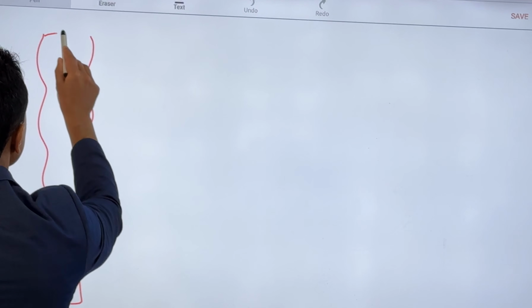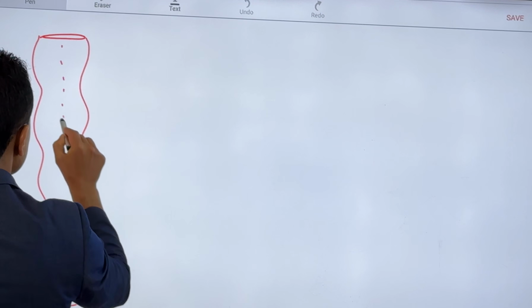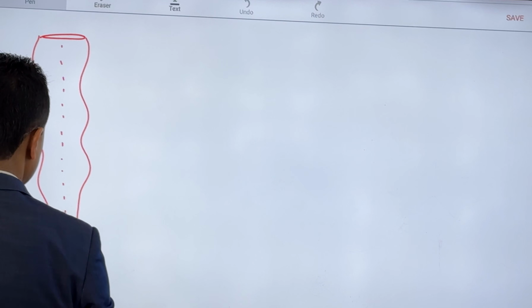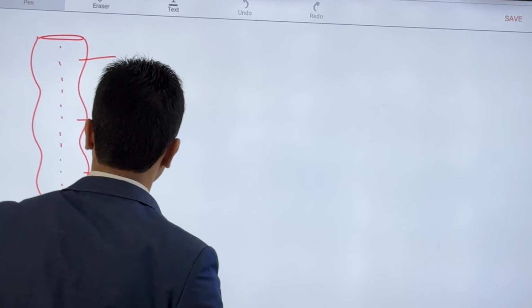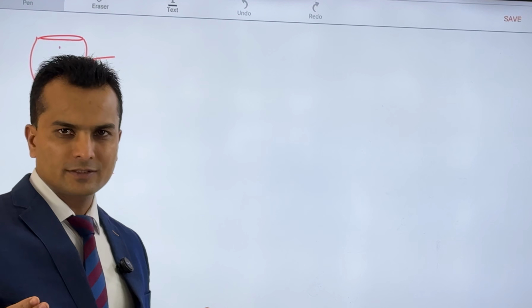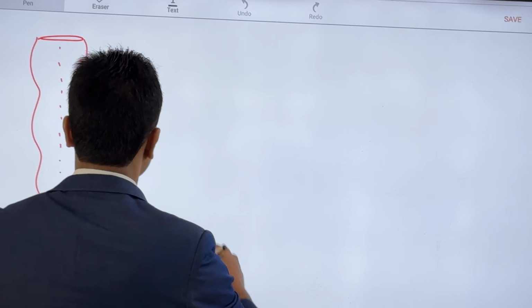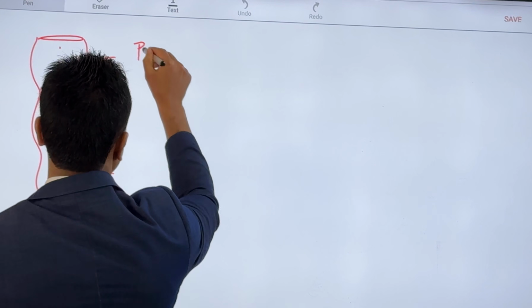Basically our neural tube has three primary vesicles. So let me draw. The neural tube has three parts: first part, second part and then third part. So, three primary vesicles of the neural tube. First is the forebrain. This is called prosencephalon.